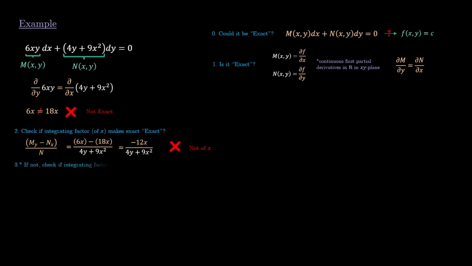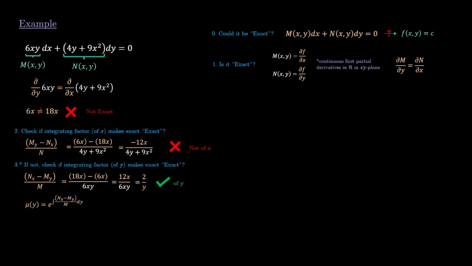So what we do now is we check if the integrating factor could be in terms of y. So we solve for this. We get (18x minus 6x) over 6xy. Solving this becomes this. The x's cancel out, and we get 2 over y. And this indeed is in terms of y. So this will be our integrating factor, mu of y. And we plug in for that term. Upon integrating, we get e to the 2 natural log y plus c, and this simplifies to c y squared. Now step 4, now that we have our integrating factor, is to substitute for it.